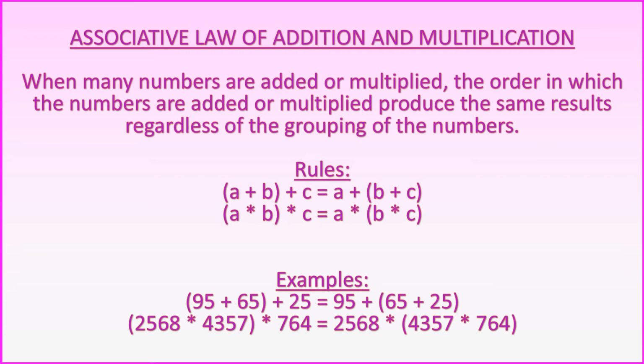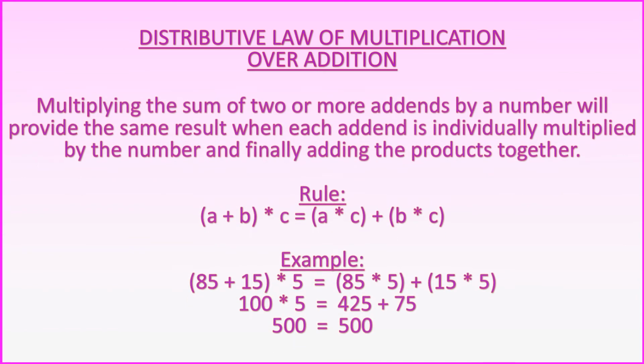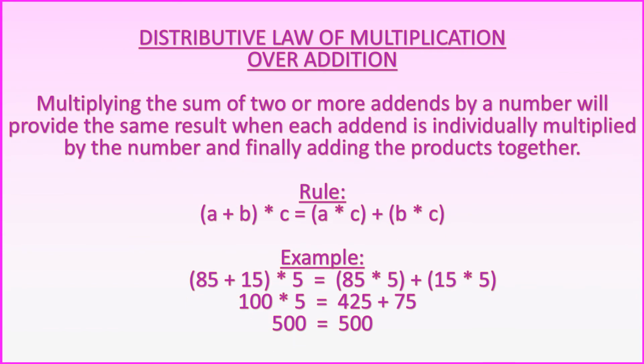Examples are when we first add 95 and 65 and the result is added with 25. The result remains the same when we rearrange the parentheses. A similar rule applies for multiplication too. The next law is distributive law of multiplication over addition.